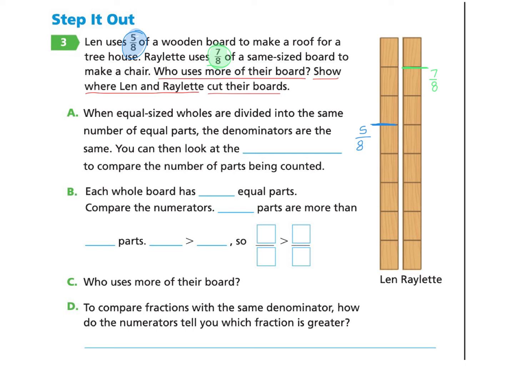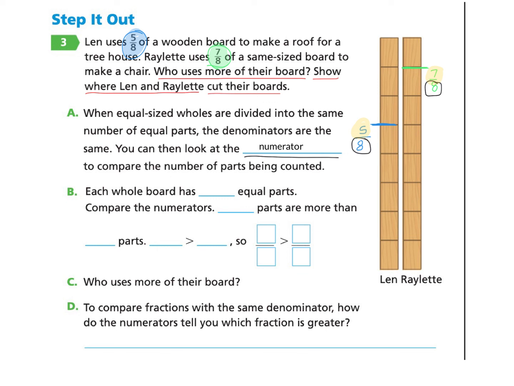So now we can look at part A. When equal size wholes are divided into the same number of equal parts, the denominators are the same. You can then look at the blank to compare the number of the parts being counted. So let's take a look at this. We know that the denominator for both is 8. So what are we then looking at to compare? Well, we're looking at these two numbers, and those numbers are called the numerator. So we can write in, you can then look at the numerator to compare the number of parts being counted.